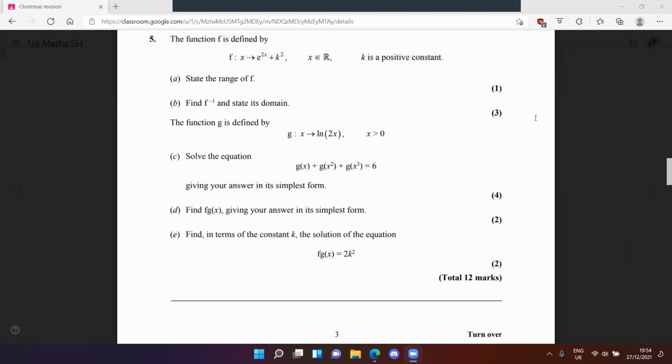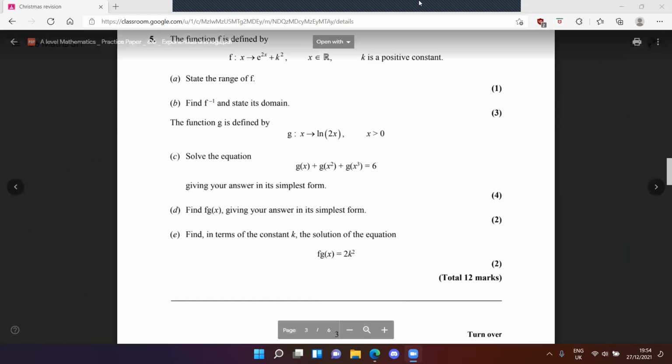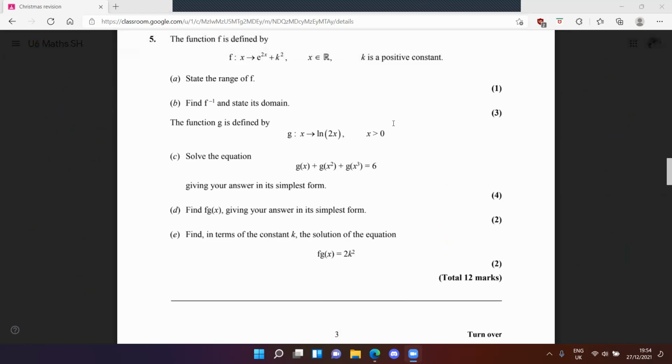Constant k to the solution. So what we got for f of g of x was 4x squared plus k squared. Simply put, that is equal to 2k squared, and you can just solve for x. So 2k squared minus k squared equals 4x squared. k squared equals 4x squared. k equals 2x.